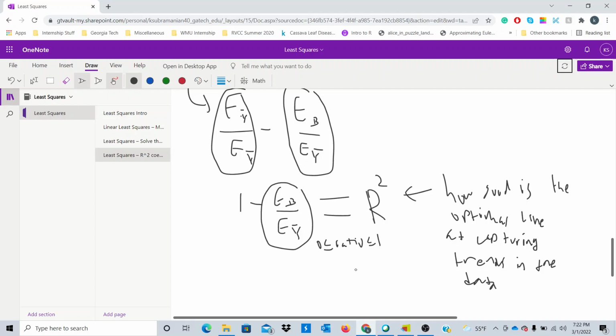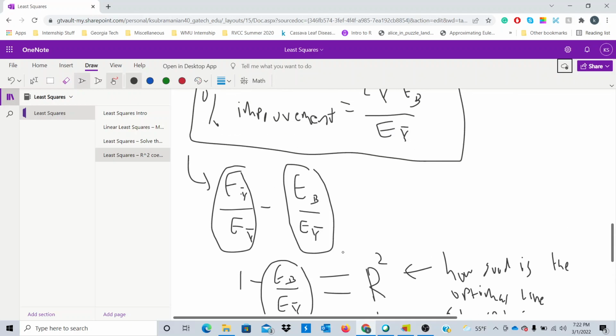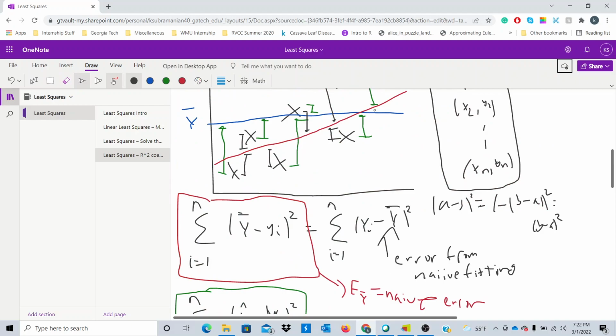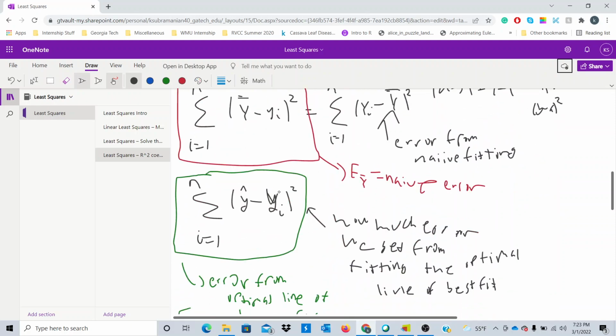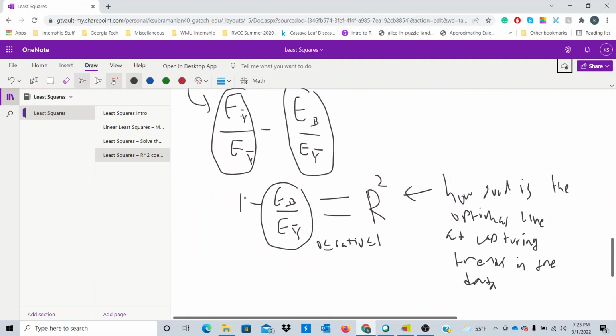So that, my friends, is the intuition behind the R squared value. And you might see E sub B and E sub y bar denoted differently in your textbook, but this is the general formula you want to use for R squared. All you need to do to find the R squared is fit the naive line, which is the blue line, and take the sum of the residuals between the y values of the data points and y bar. That's what this red expression is. Then fit the optimal line shown in red, and evaluate this expression shown in the green box. Now that you have these two expressions, all you have to do is substitute into this formula, and you have calculated the R squared of your data.